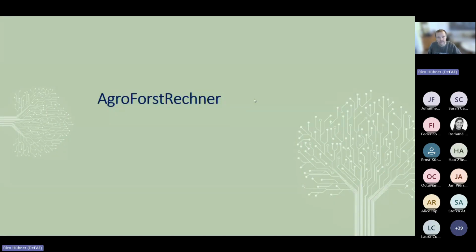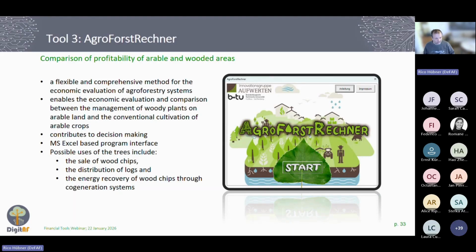Yes. All right. Hi, my name is Rico Hübner. I'm from Germany. I'm from the German Agroforestry Association, part of the DigitAF project. And I will tell you a little bit about the Agroforestry calculator today. Yes, the Agroforestry calculator is a tool that has been developed over many years by the DeFAF, and we are aiming at rolling this out a little bit more to make it available to a wider community. And it's a very economic tool.